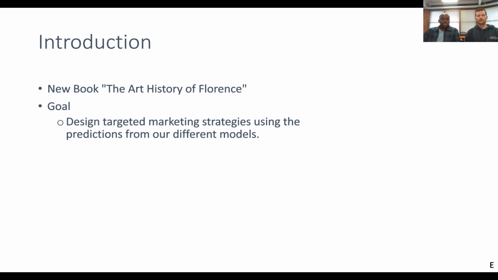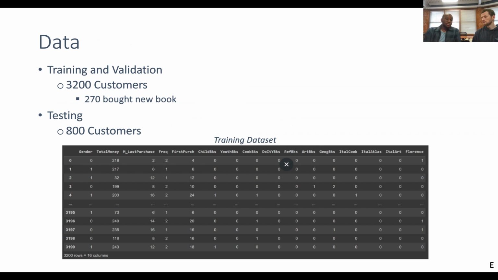So the introduction. The study is about a new book, The Art History of Florence, and our algorithm is meant to predict exactly the people that will be buying the book and those that won't. We have a data set of 3,200, and it will be predicting on 800 customers. At first, we read the data set, imported all the required libraries, and performed the read and describe functions to picture the entire data set.